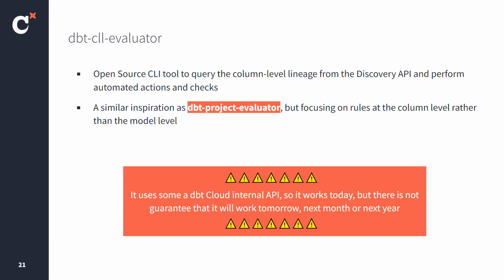So the dbt-cll-evaluator is an open source CLI tool that I created, as I said. What it does is query the discovery API in dbt Cloud, which is where we calculate the column level lineage. On top of that, we put some rules, and some actions maybe that we can take from those rules. The inspiration is that I wanted dbt project evaluator, but not just at the model level, now at the column level as well, going deeper into what we can look at and what we can automate in our day-to-day jobs as data practitioners.